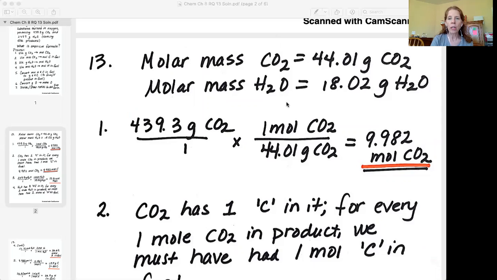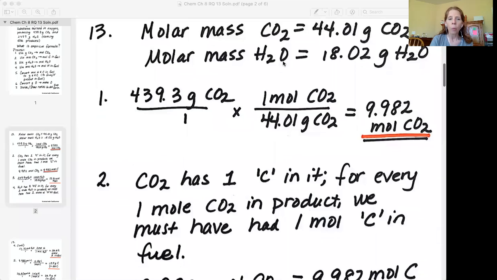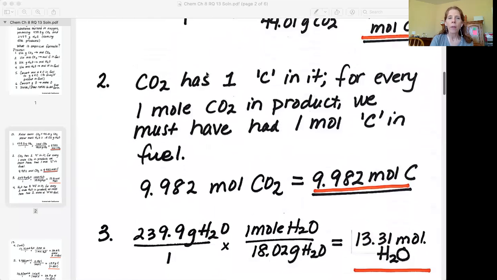The question is, how many moles of carbon do we have in the fuel? Well, we know that CO2 has only one carbon in it. So for every mole of CO2 in our product, we started with 1 mole of carbon in the fuel. If we had 9.982 moles of carbon dioxide as a product, that means we also had 9.982 moles of carbon as fuel.